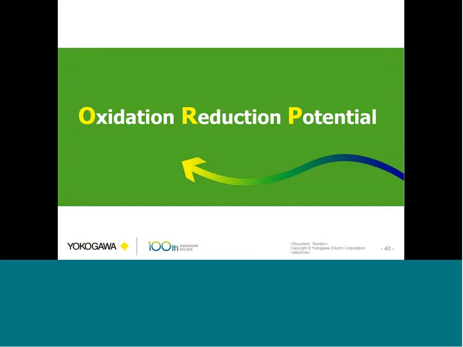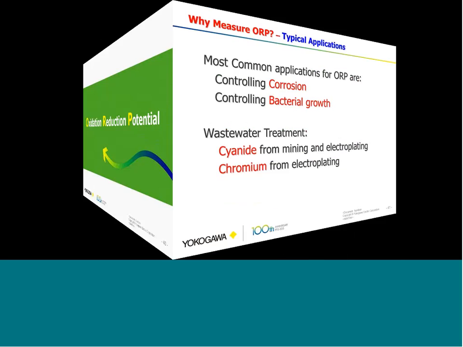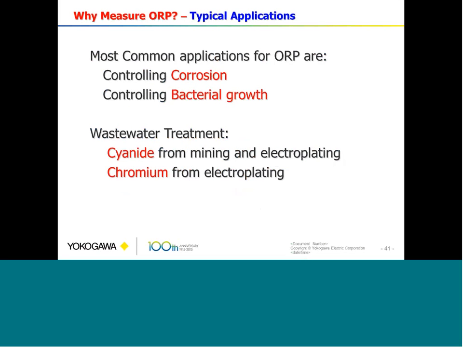All right, now for the fun. Now we're going to talk about ORP, or oxidation reduction potential. ORP has fewer applications where it's used, but those applications are very valuable measurements, and ORP is a valuable control parameter.